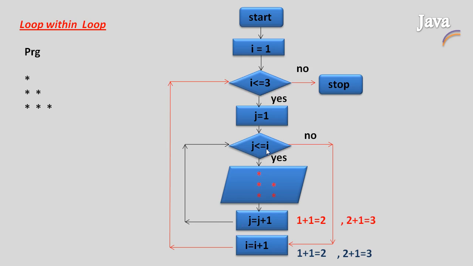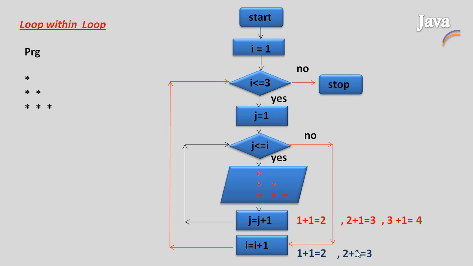3 equals 3. We know that the value of i is 3, so 3 equals 3, yes, the condition is true, it will come to the yes. On the third row, the third asterisk is going to print, okay. Then the value of j is going to increment, that is 3, and 1 is going to add. Now the value of j is what? 4, okay. It will go from here, 4 less than 3, the condition will get false. It will come to the no part, it will take to the outer loop.